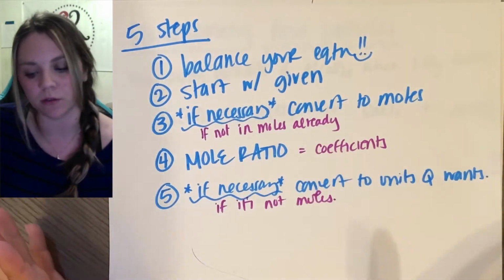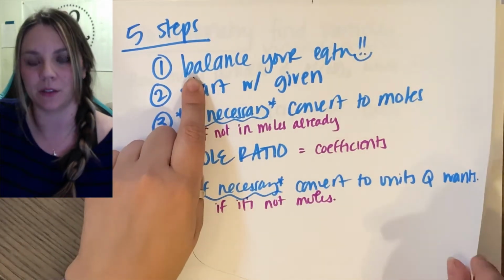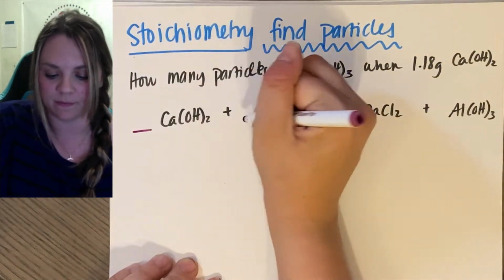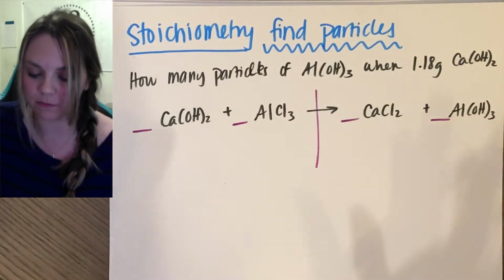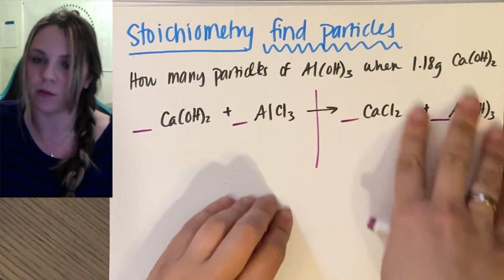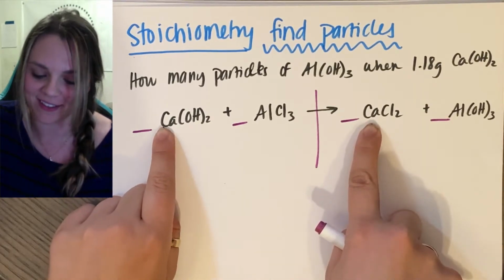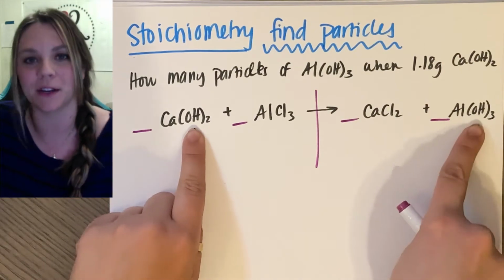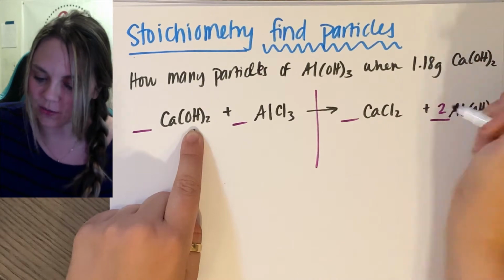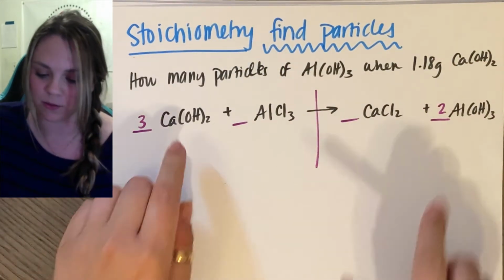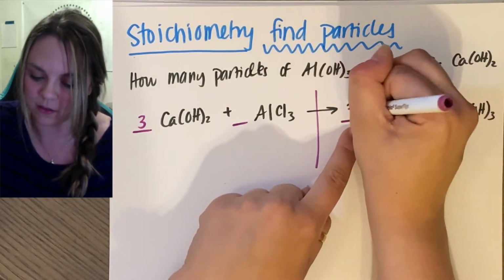Following the 5 steps of stoich, step 1 is to balance your equation. Think of it like the Great Wall of China: whatever's on the left has to equal whatever's on the right. 1 calcium, 1 calcium, looking good so far. 2 hydroxides, 3 hydroxides. So I need 2 of these, 3 of these. Now hydroxides are balanced, calciums are off. I need 3 calciums, 3 calciums.